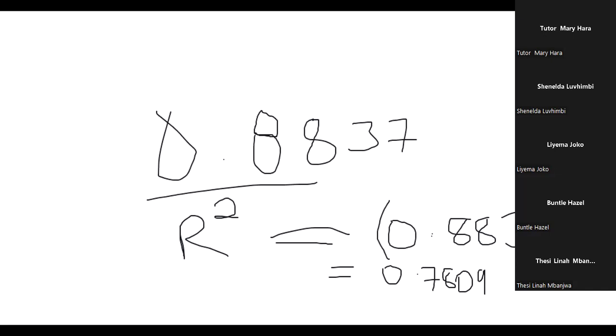And what this means is that the variation in the birth weight is being reduced by approximately 78% if we take the mother's age into account. So you just multiply that by 100, okay? So the variation in the birth weight is being reduced by approximately 78% if we take the mother's age into account. All right? Okay, that's it.